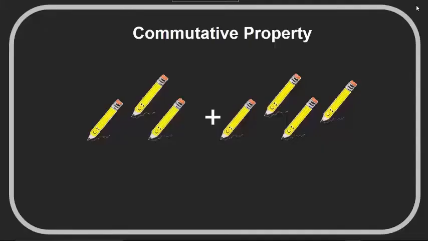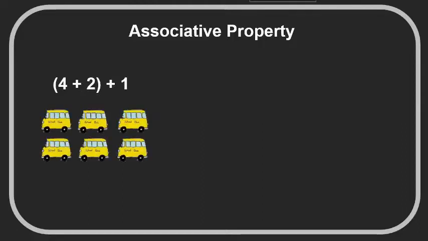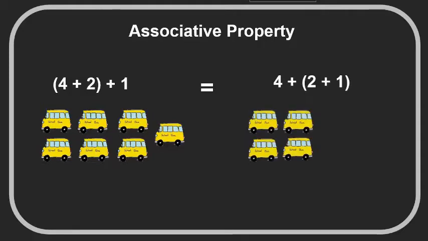While it is not important for students to memorize the names of the properties, it is important that they understand how each property works. When using the commutative property, students can rearrange the order of the addends and still get the same sum. And with the associative property, students can group addends to make adding easier. 4 plus 2 equals 6, plus 1 more equals 7, which is the same as 4 plus 3.